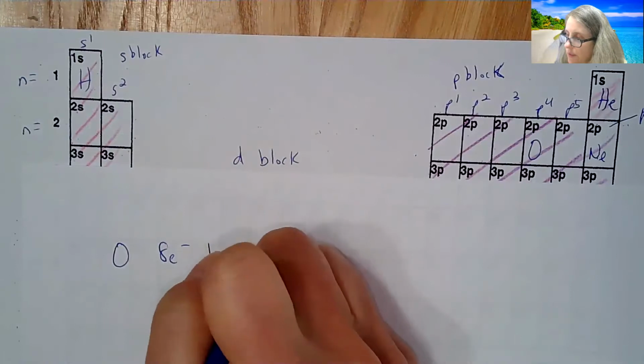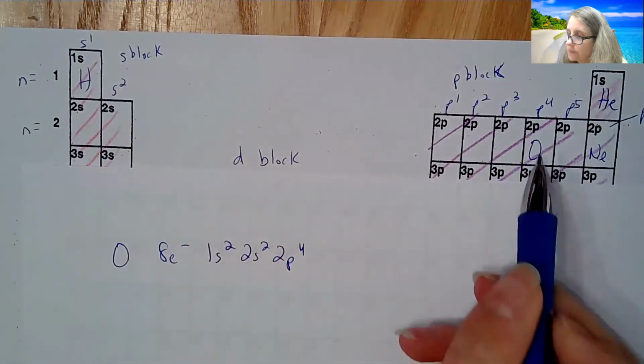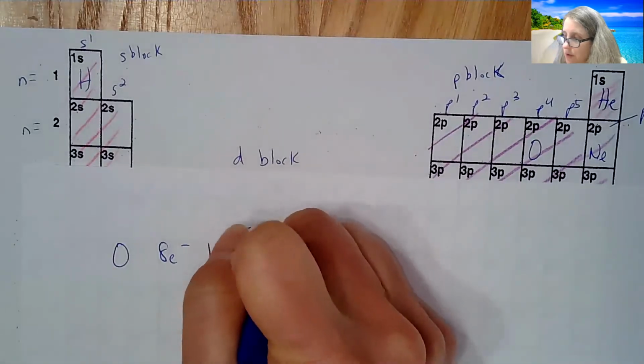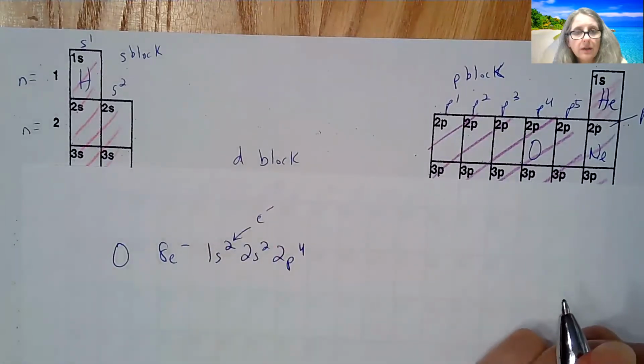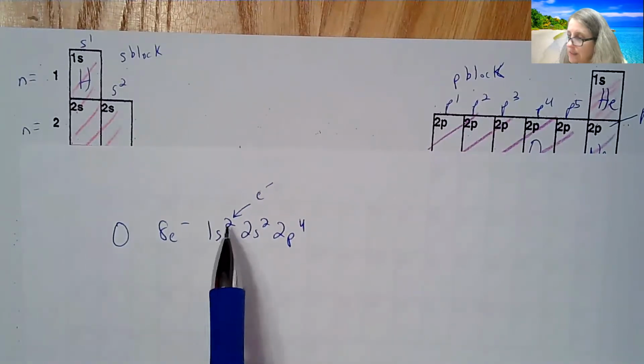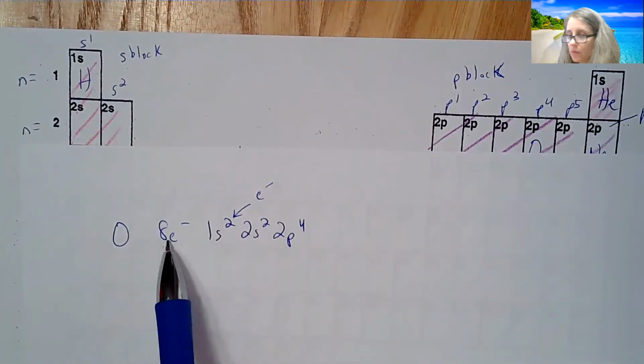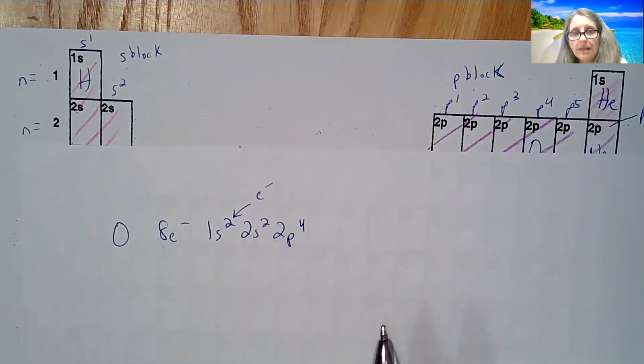Again, it goes 1s2, 2s2, 2p4. These are superscripts, and this is the number of electrons that you have in each one of these energy levels. All of these numbers add up to how many electrons you have in the atom. So 2 plus 2 plus 4 gives us 8 electrons. So this is the electron configuration of oxygen.